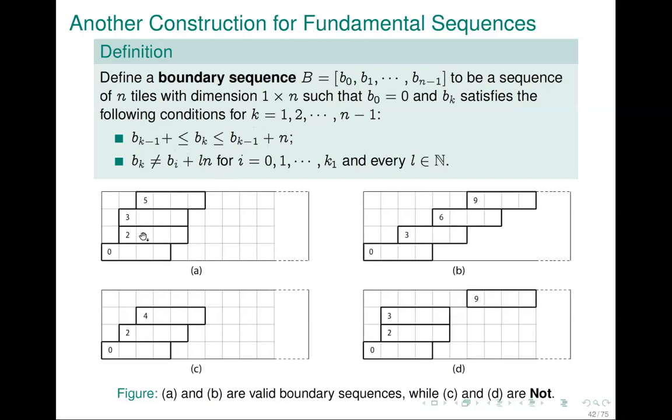Okay. So in this example, A and B are valid boundary sequences, and C and D are not. So C is not, since this 4 equals 0 plus n. It doesn't satisfy the second condition. And for D, 9 is not valid because 9 doesn't satisfy the first condition. It's too far away. So it should be something closer, for example, here. Okay, so this is basically how I define boundary sequences.